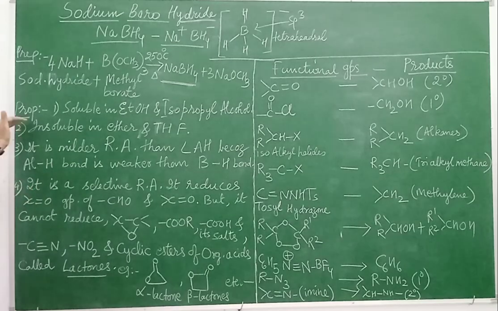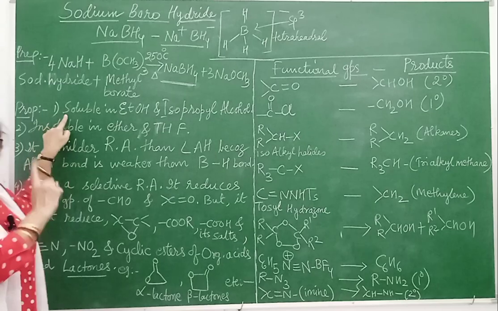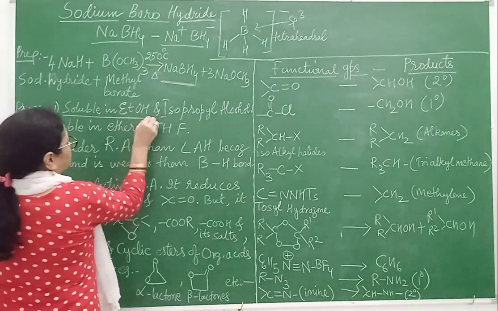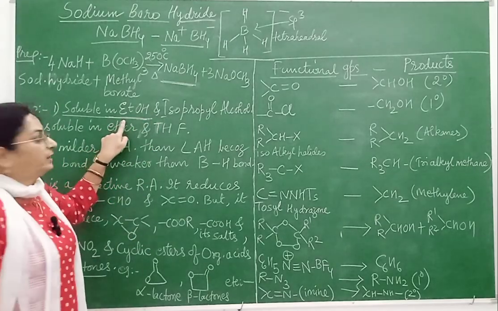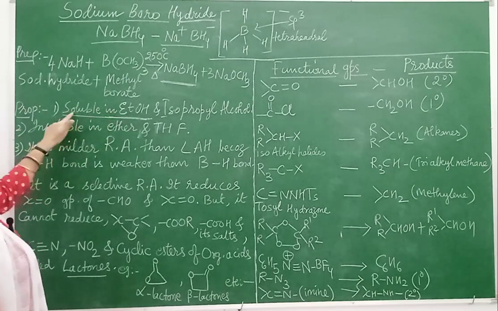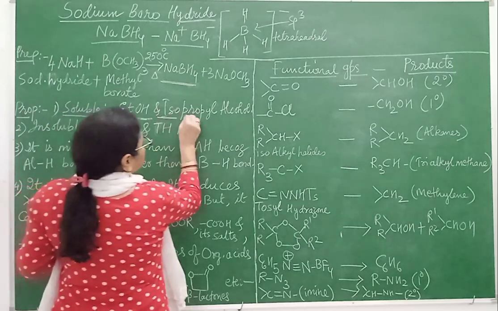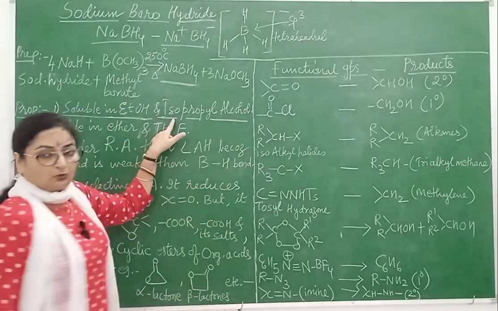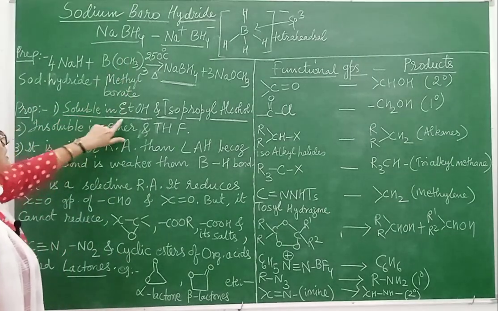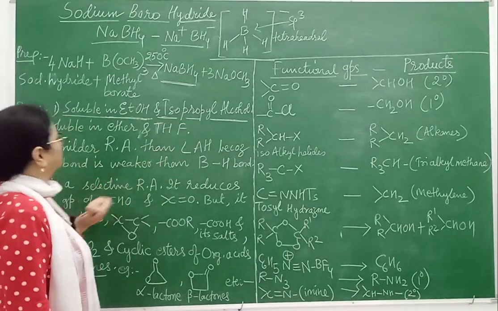Now students, let's see the important properties of sodium borohydride. Unlike lithium aluminum hydride, sodium borohydride is soluble in ethyl alcohol. EtOH means ethyl alcohol. Lithium aluminum hydride was insoluble, but sodium borohydride is soluble in ethyl alcohol, and it is also soluble in isopropyl alcohol. So in most reactions, sodium borohydride is used along with ethyl alcohol or isopropyl alcohol as solvent.